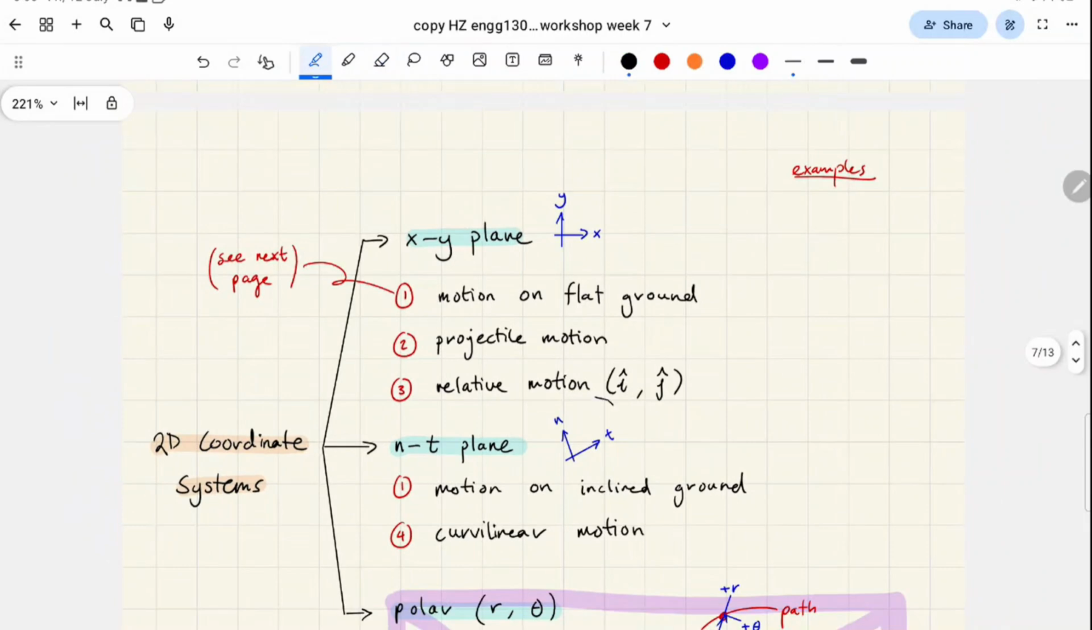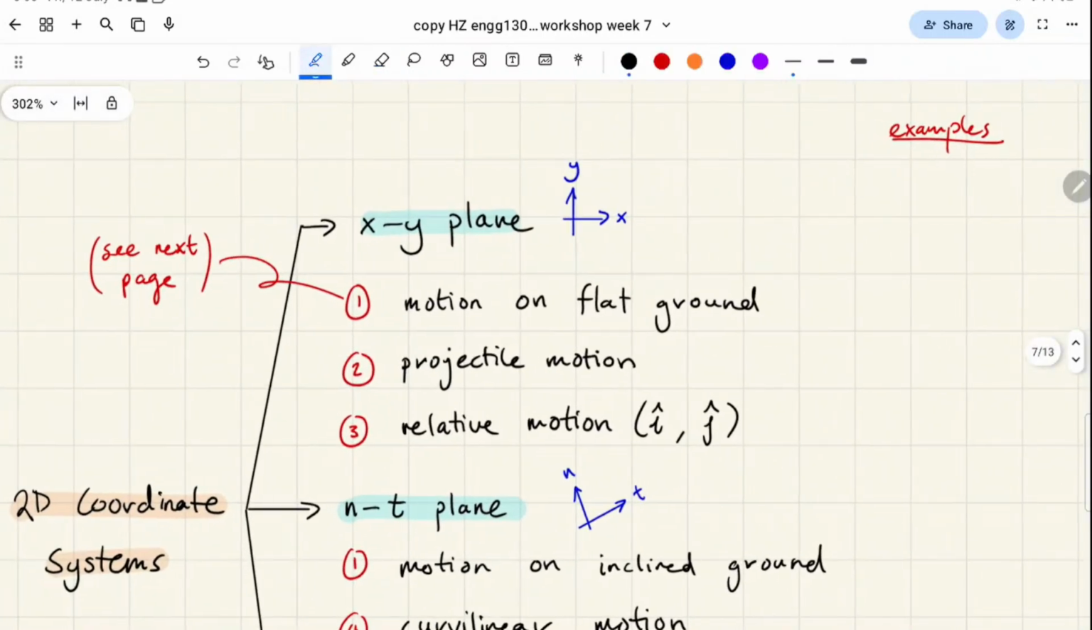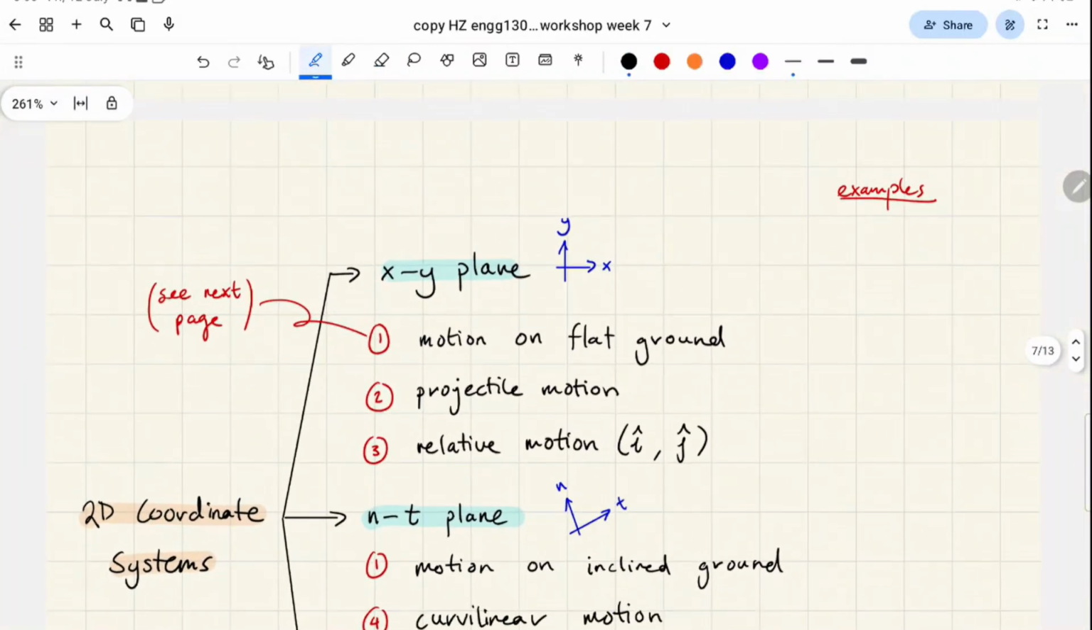And you'll also see NT being the normal tangential plane. The normal tangential plane is useful for when you have motion on inclined ground. Actually, I might go through in order. So XY motion, you'll see this used when you have motion on flat ground, like this, for example, and you have someone pulling it or whatever.